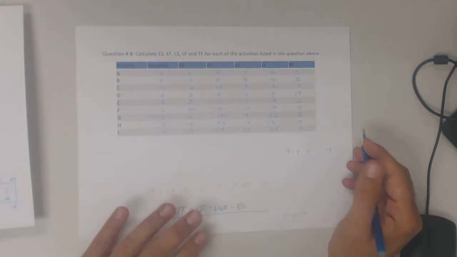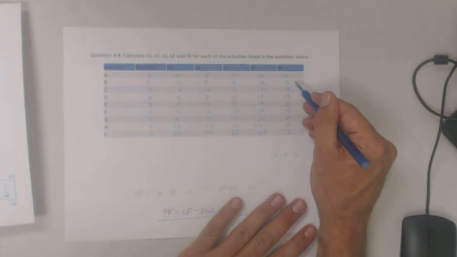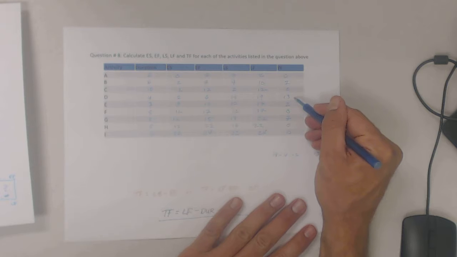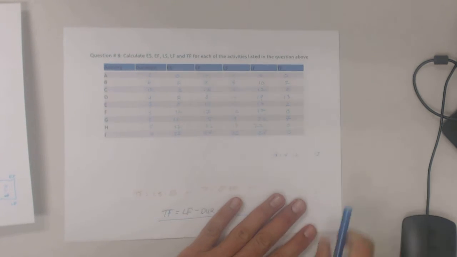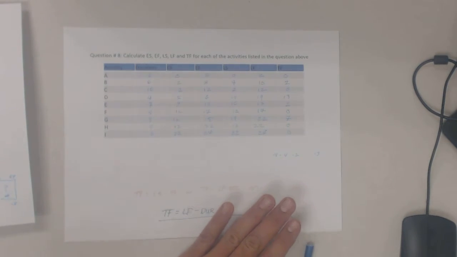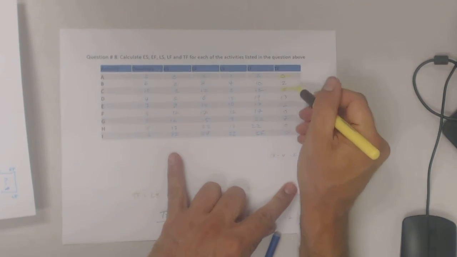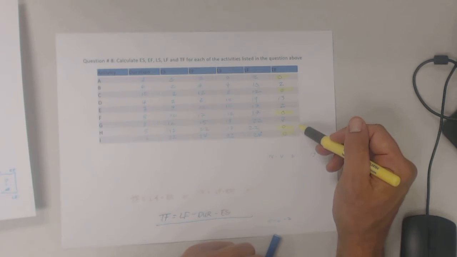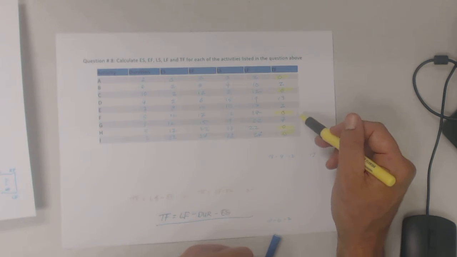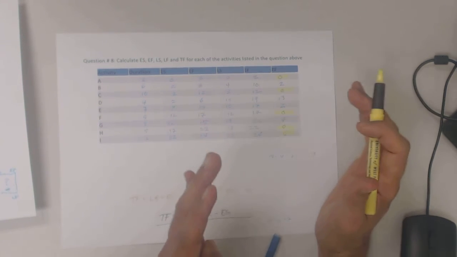Okay, so what I have here is 0, 2, 0, 13, 2, 0, 7, 0, and 0. The activities that have 0 total float also happen to be the same activities that I identified as critical. And that basically verifies what I found in the first diagram, that these activities are in fact critical. They have no wiggle room, no float.